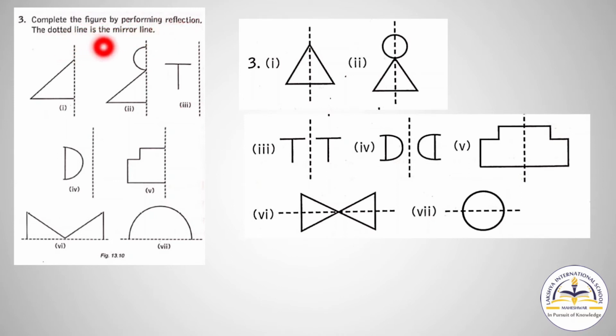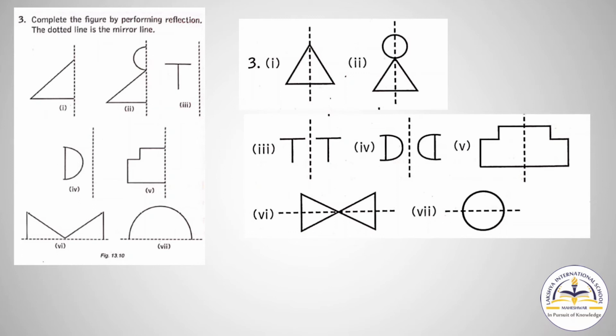The dotted line is the mirror line. Now here one side of the figure is drawn already. Now this is the dotted line, which represents the mirror line. So now for the other part you have to complete this figure. For the first part, now for the second one, first you have to make the circle and then the triangle.